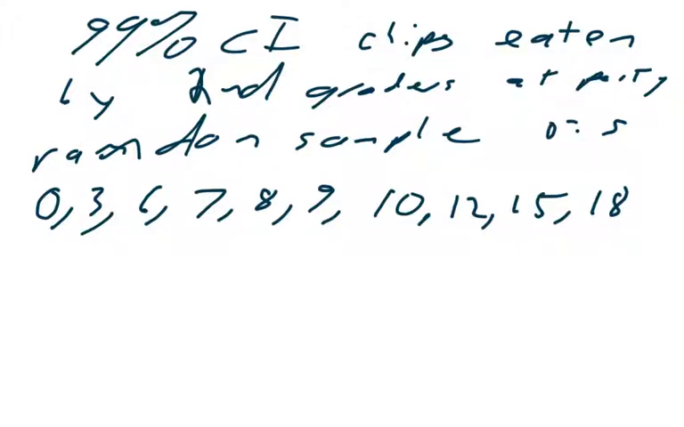We're going to take a 99% confidence interval of the chips eaten by second graders at a party. We're going to consider these second graders a random sample, and the standard deviation is 5 chips.